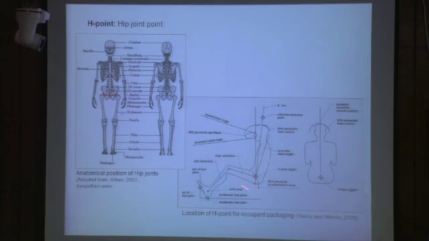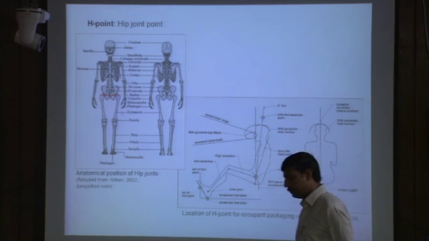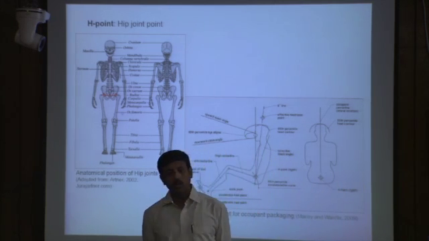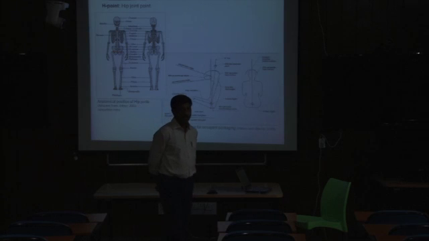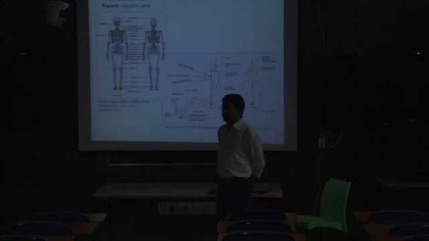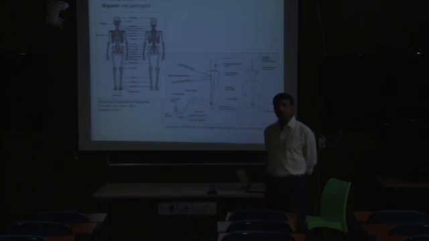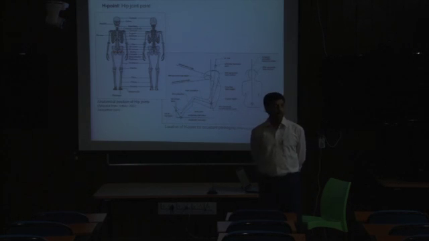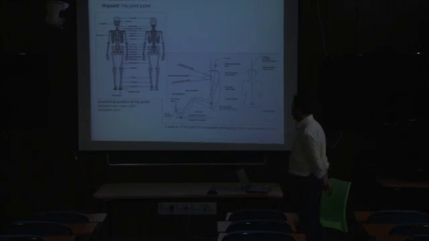Now if you look at this one, its position is at the hip joint point. These are the hip joints, but the hip joint point is the reference point at the middle of this line. So we can define the H point, or hip joint point, as the midpoint of the imaginary center line which is connecting the two hip joints.